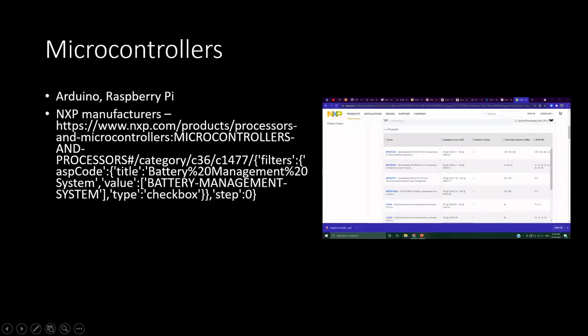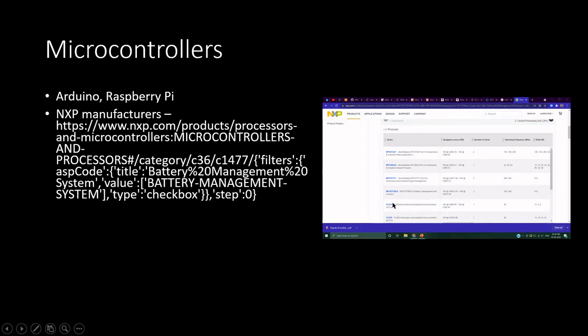Then there are different microcontrollers. You can check the manufacturer's website. For project purposes, people use Arduino and Raspberry Pi. But actually, they are not used by industries or research institutes. Better microcontrollers are used. This is an NXP manufacturer page. You can check for different types; they have different microcontrollers designed for different purposes.